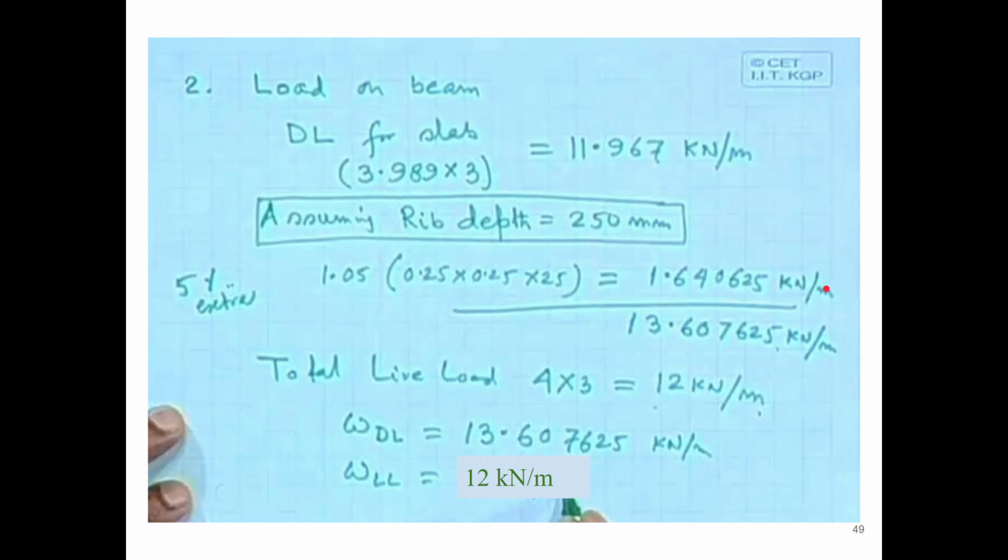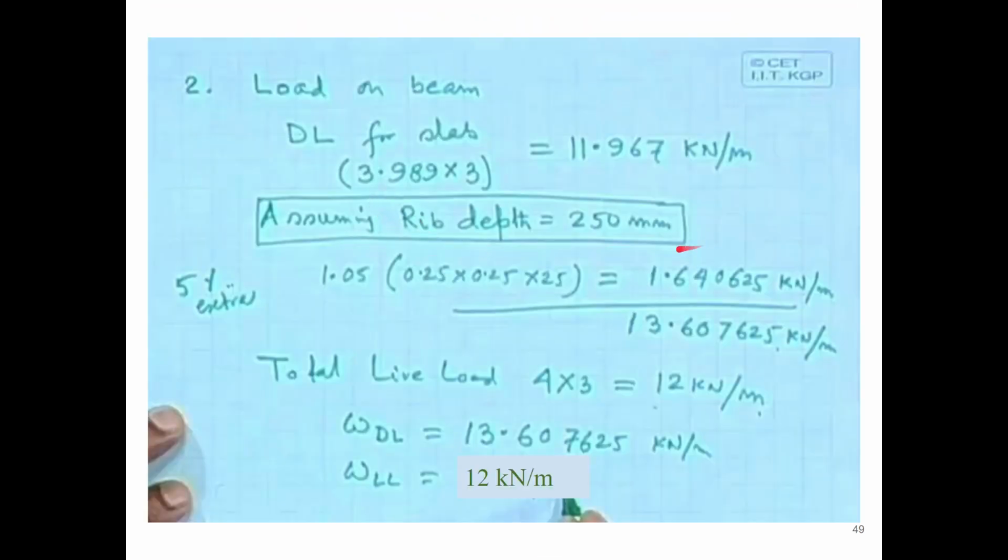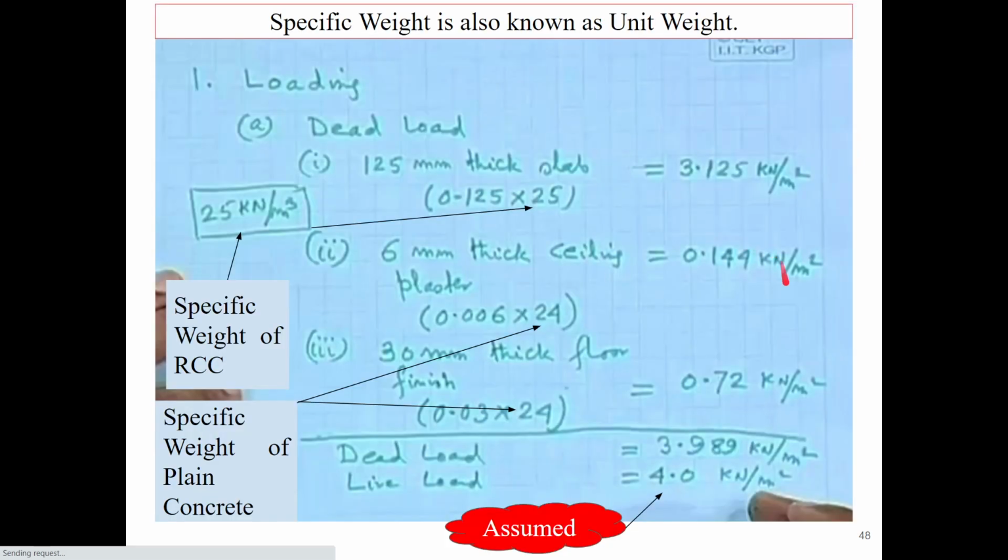So this is the rib depth, that is basically the depth of web only. That's why we are assuming it as 250 mm itself. And this was the dead load of slab, which was per unit area, kilonewton per meter square.